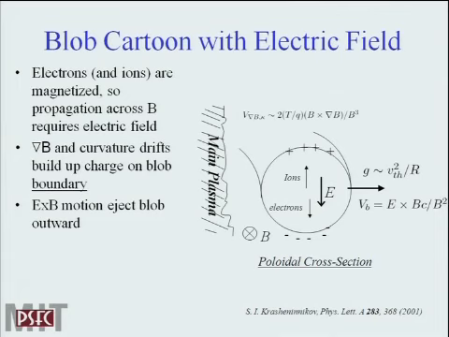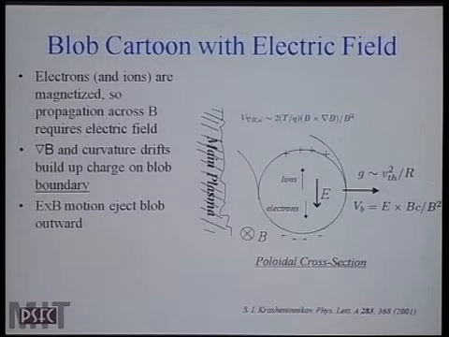Yeah, so this is basically standard interchange, right? You have a curvature and grad B drift that separates the electrons and ions, and they give you a charge, give you an electric field that E cross B drifts this blob out. You can also look at this as being driven by the centrifugal force of the electrons, if that's the species that moves the fastest.